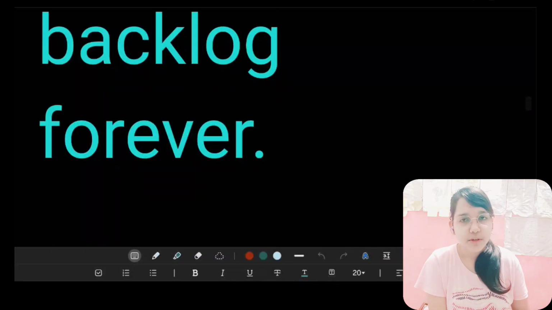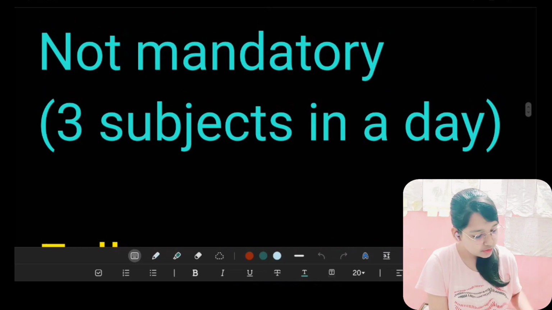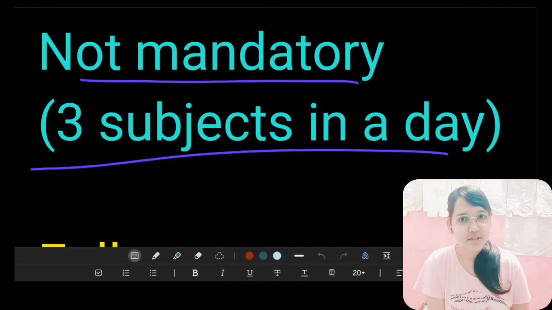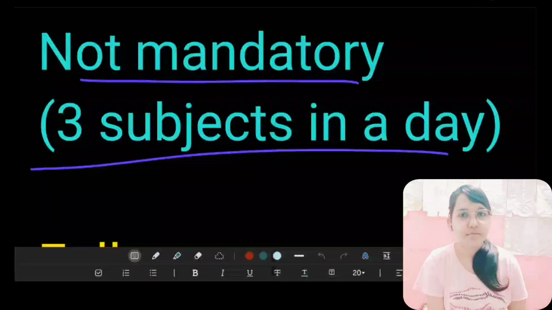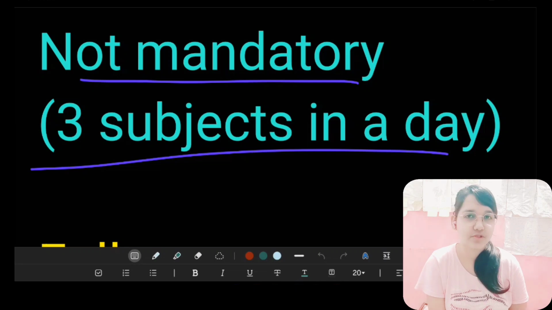One more thing I wanted to say is it is not mandatory to do 3 subjects in a day, whereas most teachers usually suggest that we should do 3 subjects per day. But I personally feel that we should do 1 subject per day. We should aim for a single chapter. We should set a target of 2 days or 3 days, depending upon the length of the chapter. And once that chapter is done, we should move on to the next chapter.